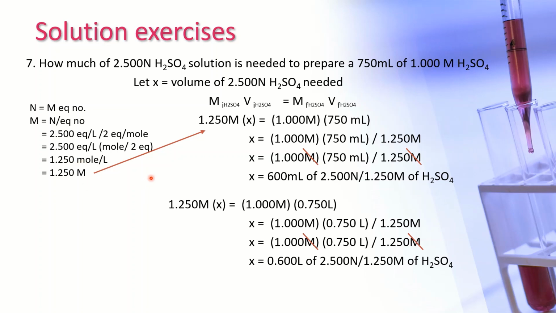The formula to be used is MV initial is equal to MV final. So substitute the values. 1.25 M times X is equal to 1 M times 750 ml. So X is equal to 1 M times 750 ml over 1.25 M. You cancel molarity, you're left with ml. So X is equal to 600. You can also use liter instead of ml. So just the same, you just change liter from ml. So the final value is 0.6 liter.